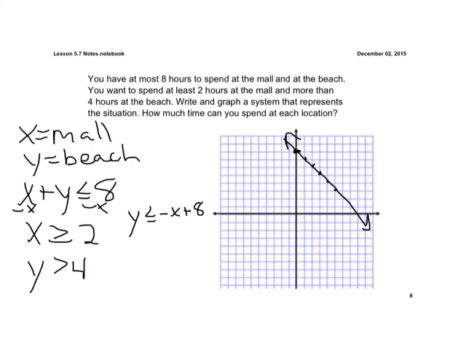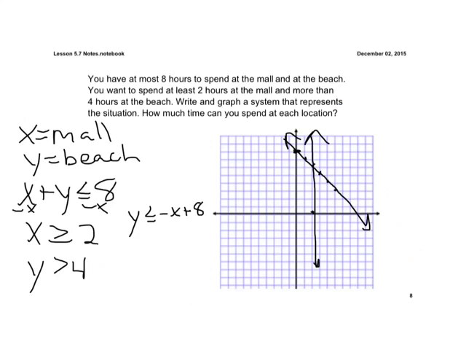Now our second line, x is greater than or equal to 2. We know that's going to be a vertical line through 2. Okay, so we're going to do a solid line through 2 here. Notice we have 3 lines on this graph. We haven't done that before. Okay, let's do our last one.